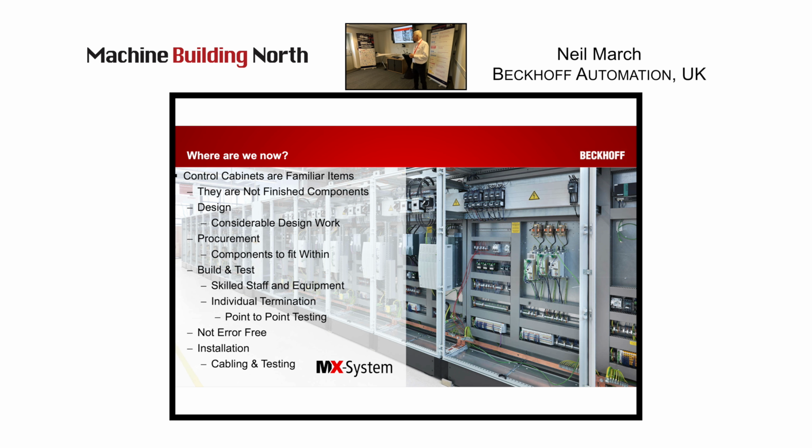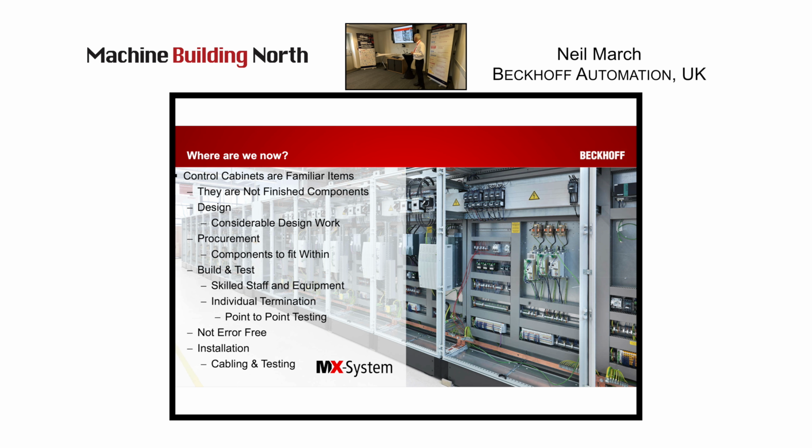So where are we in cabinets at the moment? Well, the first thing is, a cabinet in itself is a component. It's not a finished product. You have to do things to that cabinet in order to make it a finished product. You have to do a lot of design work, particularly if you're working from a clean sheet. There's a considerable amount of work to bring the design of the cabinet together. There's a procurement process to bring in the products that are designed to go in the cabinet. That in itself can run into hundreds, maybe even in some cases thousands of components. And then you've got to build and test the product.